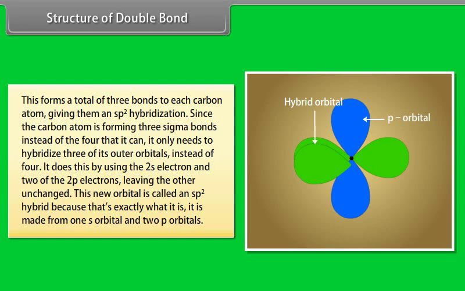Since the carbon atom is forming 3 sigma bonds instead of the 4 that it can, it only needs to hybridize 3 of its outer orbitals instead of 4. It does this by using the 2s electron and 2 of the 2p electrons, leaving the other unchanged. This new orbital is called an sp2 hybrid because that's exactly what it is. It is made from one s orbital and 2 p orbitals.